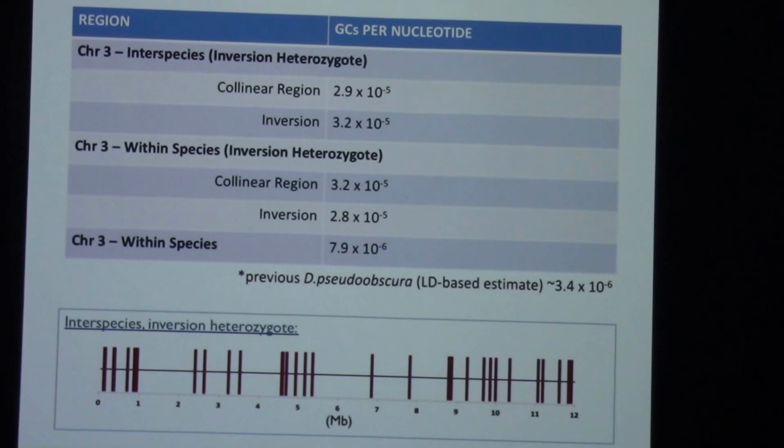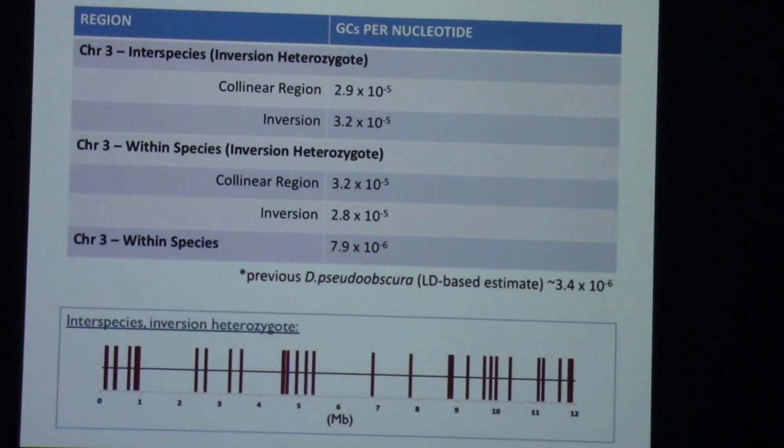However, I think this is an underestimate at this point because there's fewer SNPs. There's fewer basic opportunities for seeing these differences. So I think, in summary, all of these are going to be fairly similar numbers. So it looks like, in fact, gene conversion is not suppressed in inversion heterozygotes in these species.